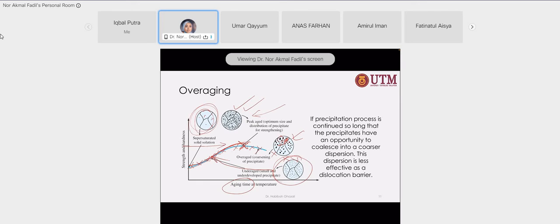So that's the reason aging is very important. Over-aging is not recommended. Under-aging also is not recommended because there is no sufficient size of the precipitates.